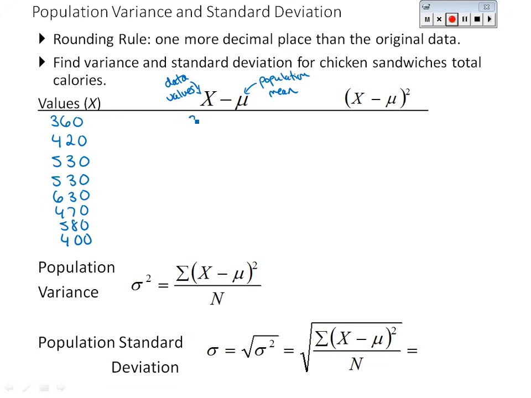So we take each value minus the mean, and for chicken sandwiches we found that to be 490. And you want to make sure you keep it consistent. It's always value minus mean. You will get some negatives. You absolutely will get some negatives. It depends if that value is higher or lower than the mean. So you will get some negative values, you will get some positive values, and that's okay. Don't change the order of anything, don't try to make them all positive. We will fix that with the squaring.